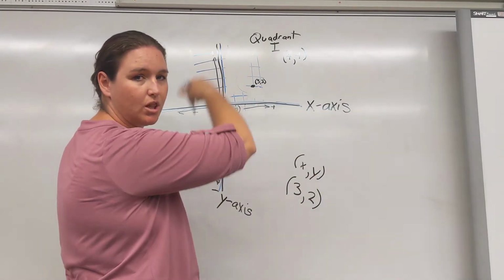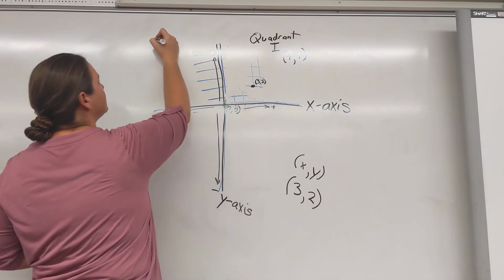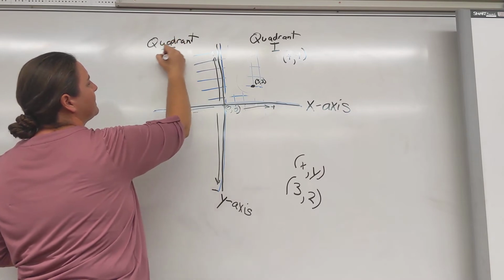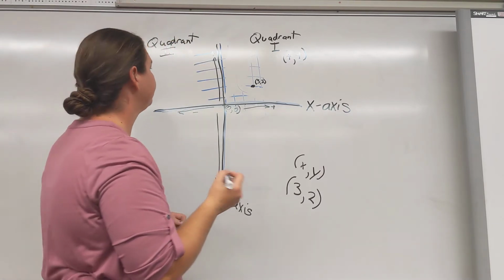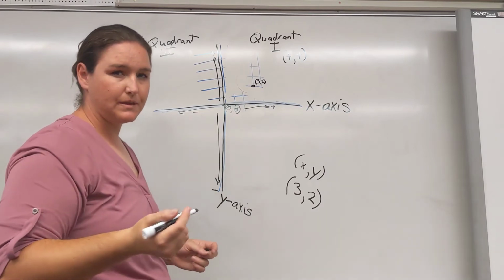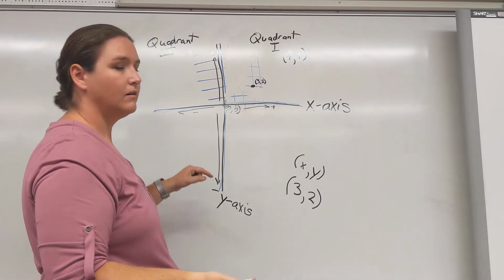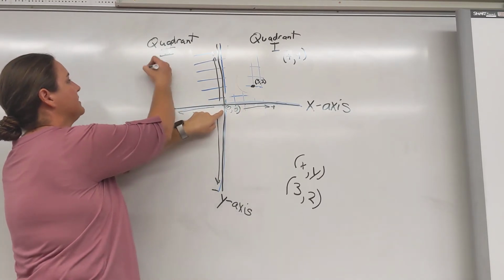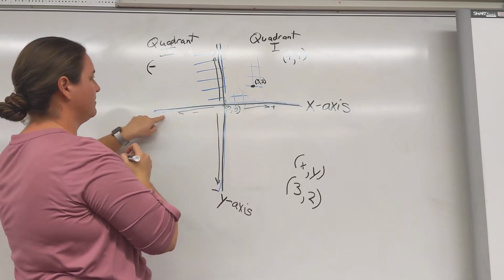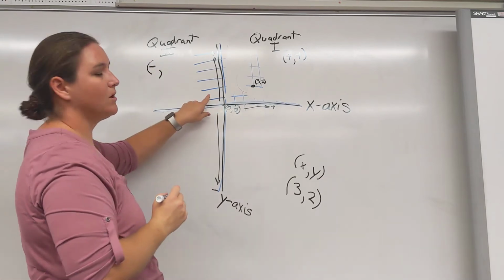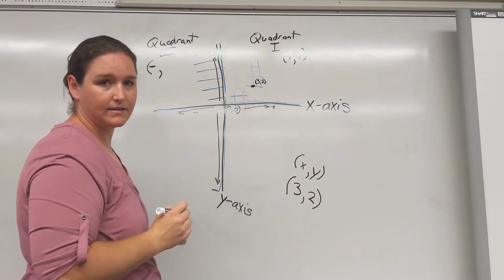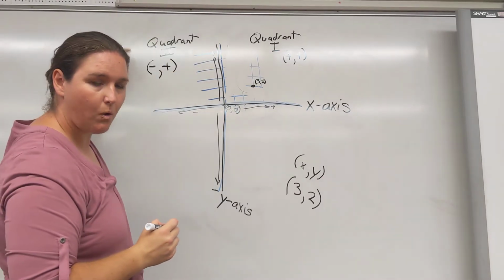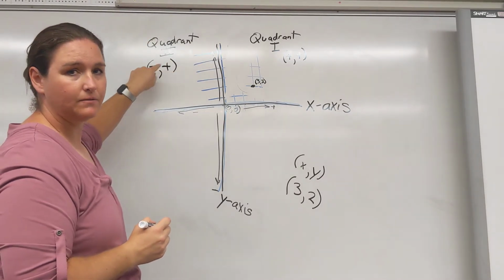Now we go counterclockwise, making this, okay? So this is going to be quadrant number 2. Again, it's in Roman numerals. And in this quadrant, what do you think it's going to be? We're going left from 0, which makes it a negative number, but we're going up on our y-axis, and that's positive. So everything in this quadrant is going to be a negative and a positive.